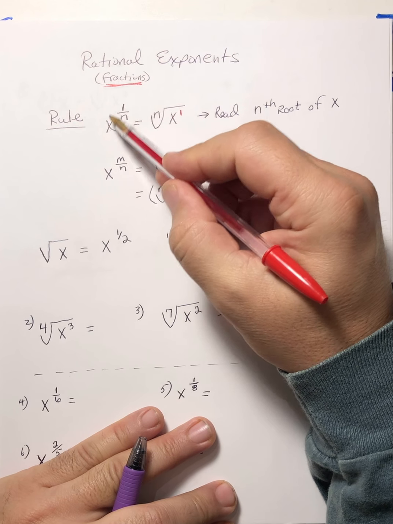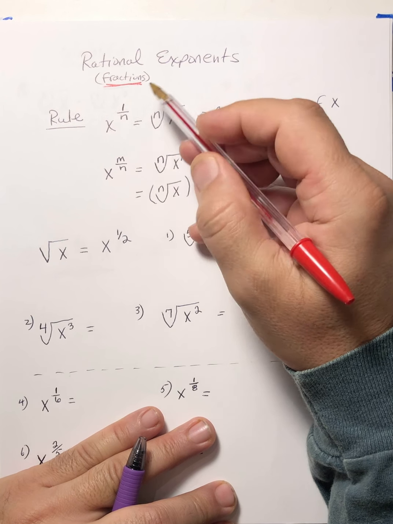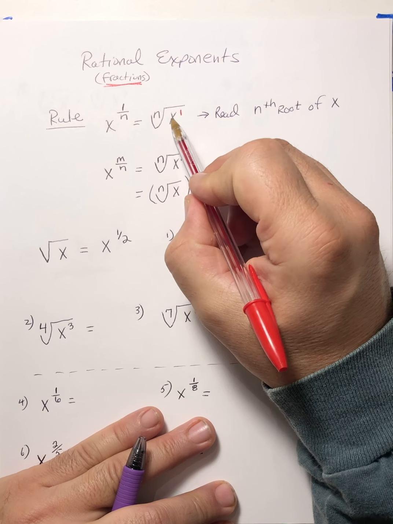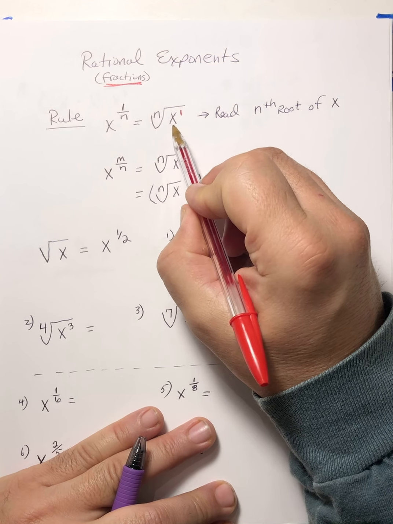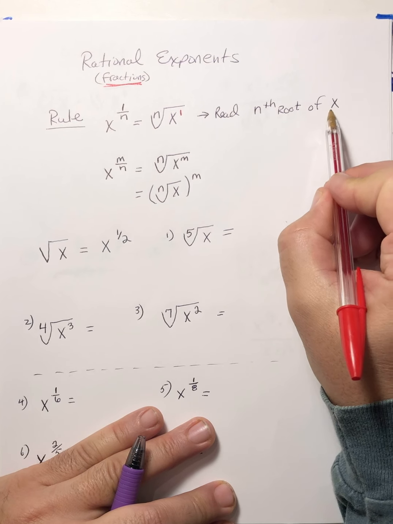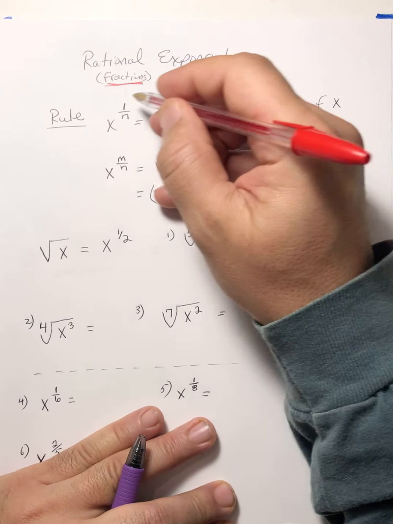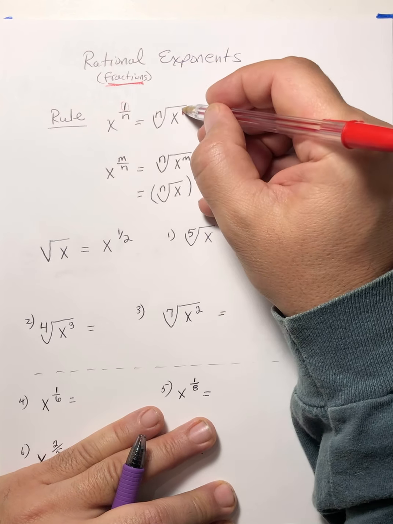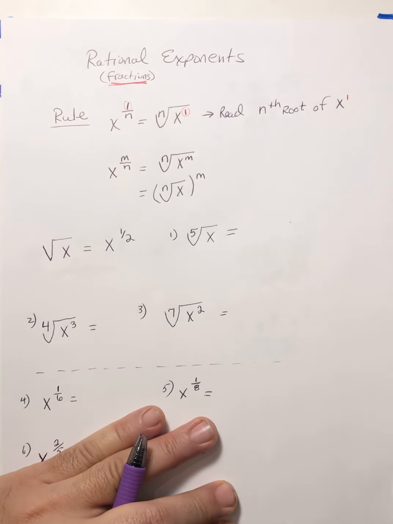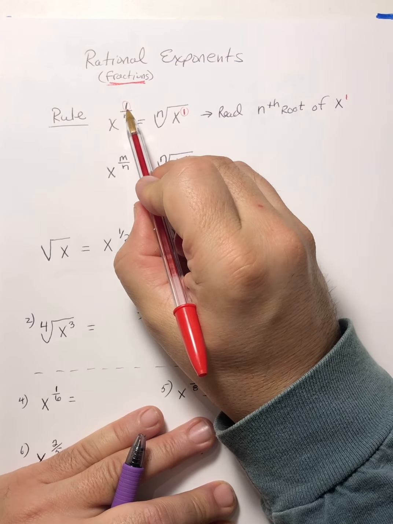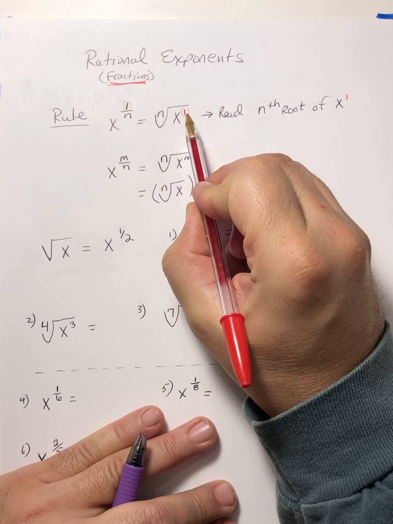This x to the 1 over n is actually this root, the nth root of x. We read this as the nth root of x. Now I put the 1 here because that's where this 1 is coming from. So this one and this one mean the same thing. Okay? I can't lose that one, but we certainly don't need that one.